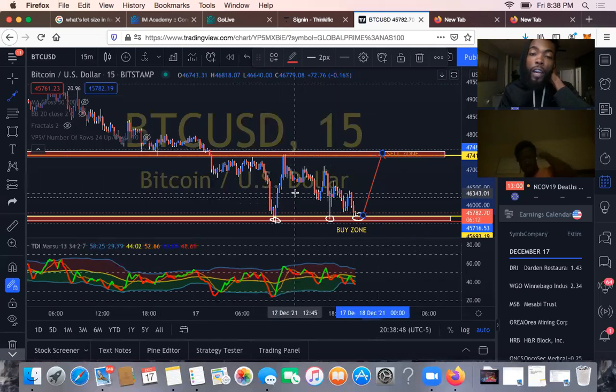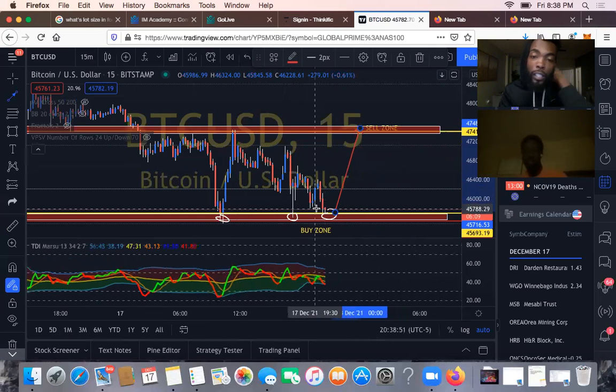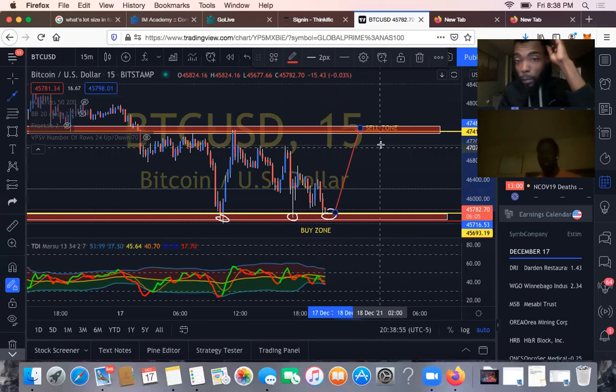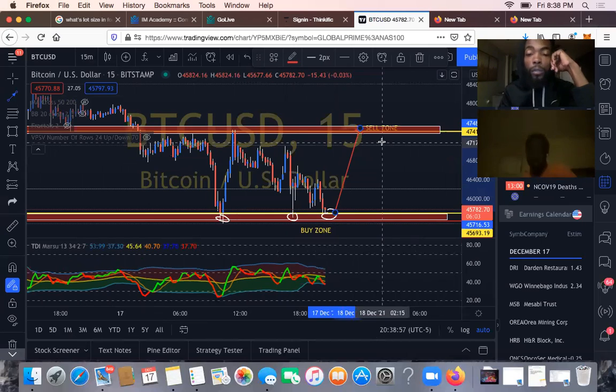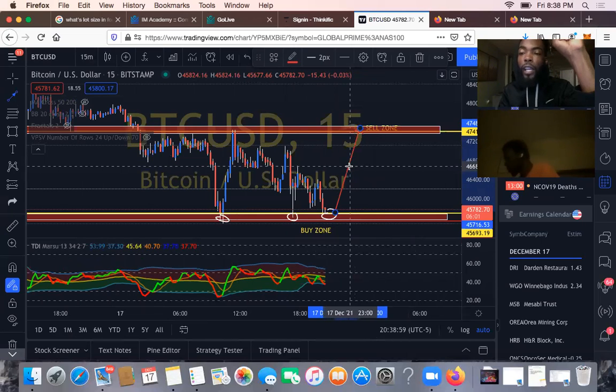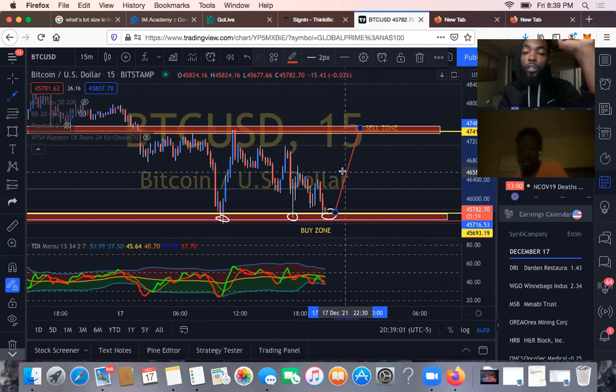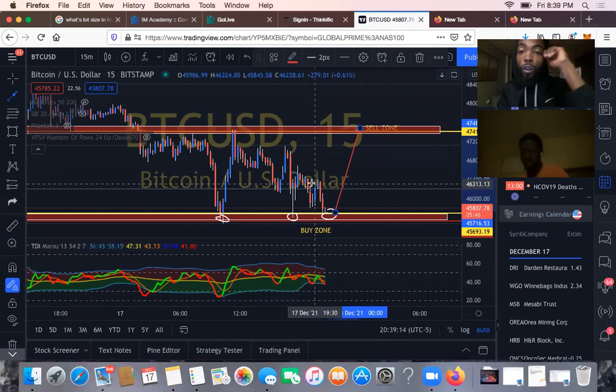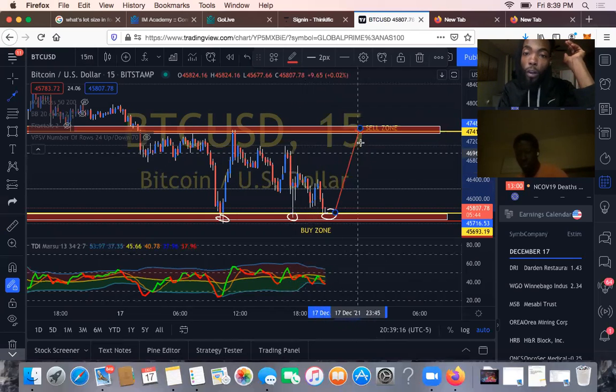So you can trade from zone to zone. When it gets down here, you buy. When it gets up here, you sell. Simple. But the most confusing thing with Forex is you have to know when to get out of a bad trade, and you have to know when to get out of a good trade as well, because you want to know where it's going.